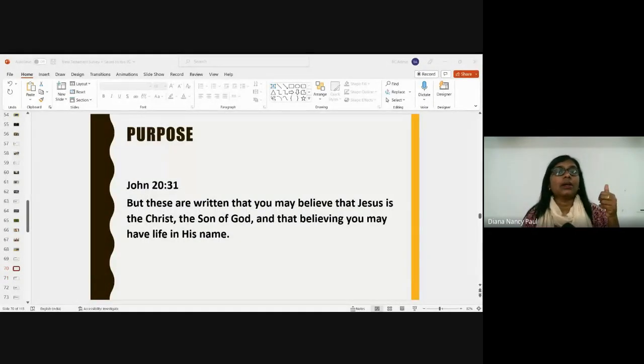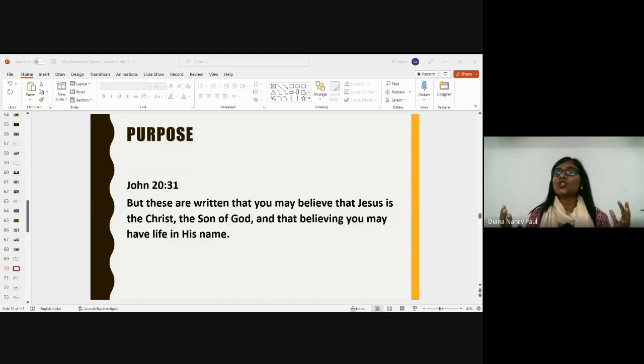The primary purpose is that John's primary intent in this gospel is to make this an evangelistic book in nature. That's why most evangelists print only the Gospel of John and give it out as a tract. The purpose of this Gospel of John, first, is to be evangelistic in nature. Now the second point is John's intent was to verify the deity of Jesus.